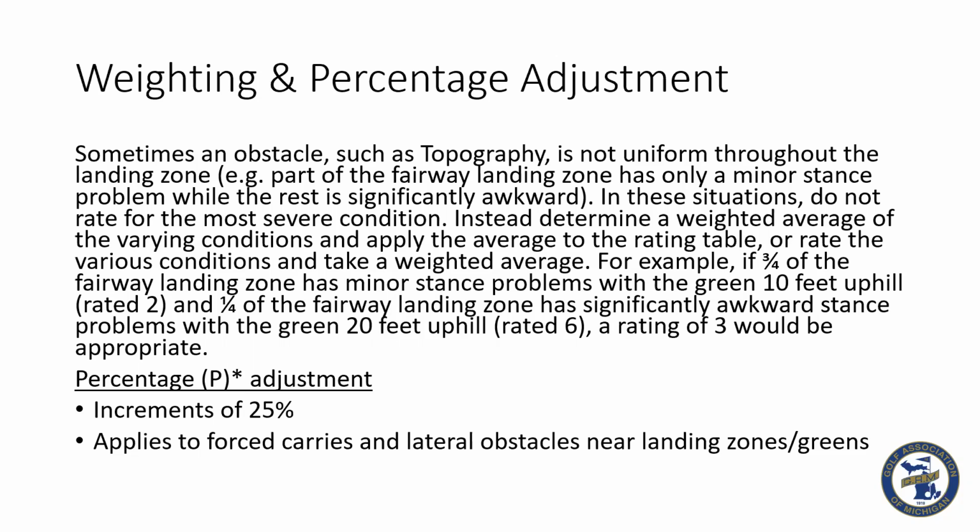For example, if 3/4 of the fairway is minor stance problems with the green 10 feet uphill, which turns into a rating of 2, and 1/4 of the fairway has significantly awkward stance with 20 feet uphill, which is a 6, then our final total should be a rating of 3, not assuming the worst. So if we see a big mogul or whatever in the middle of the fairway, we don't automatically rate it a 6. We think about where golf balls are going to come into play and the frequency of them coming into play for that certain difficult part of the fairway. This is just one example. There are other examples, but I think it's a good one. Average.